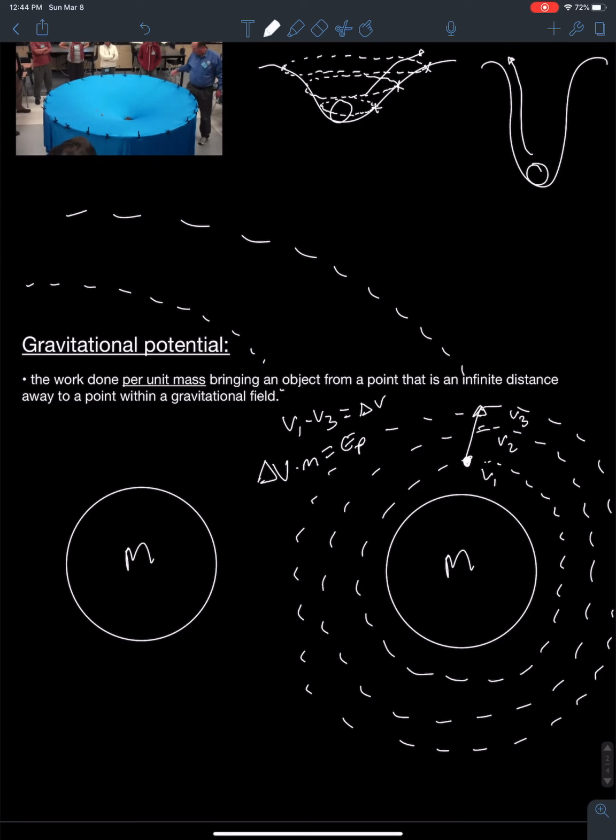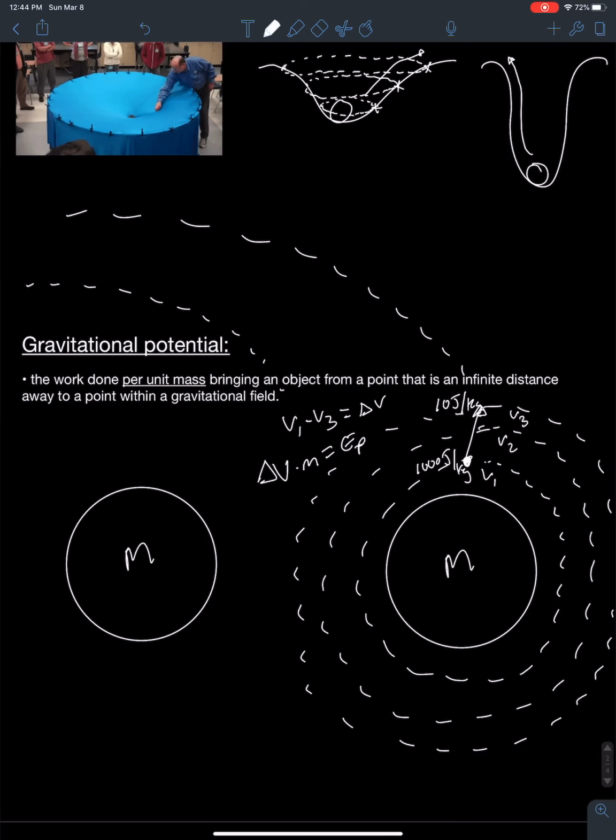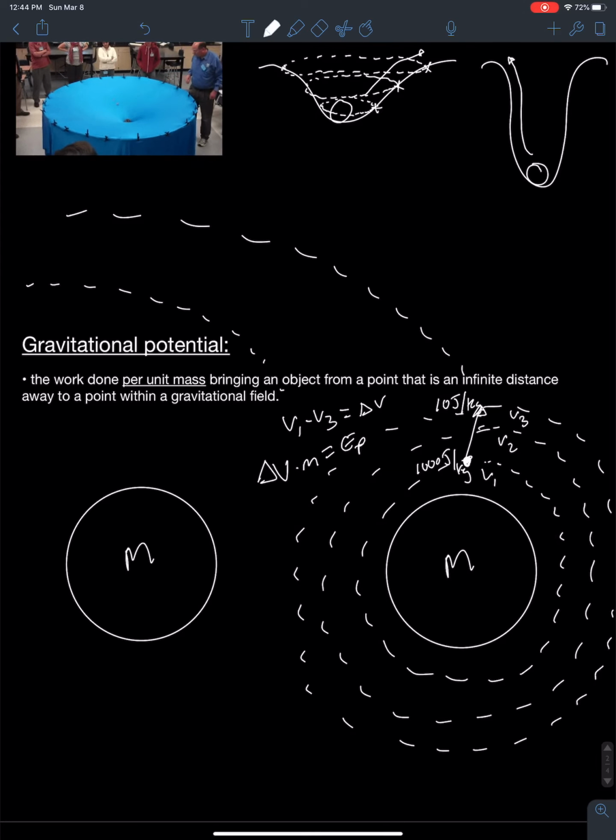Often they'll give you the potentials, okay? They would say that this is 1,000 joules per kilogram, and this is 10 joules per kilogram. And they'd ask you how much work would you have to do to go from V1 to V3. Well, you would subtract 10 from 1,000, and you'd multiply by the mass, and that would give you the potential energy. Okay, so there's lots of practice problems over there.